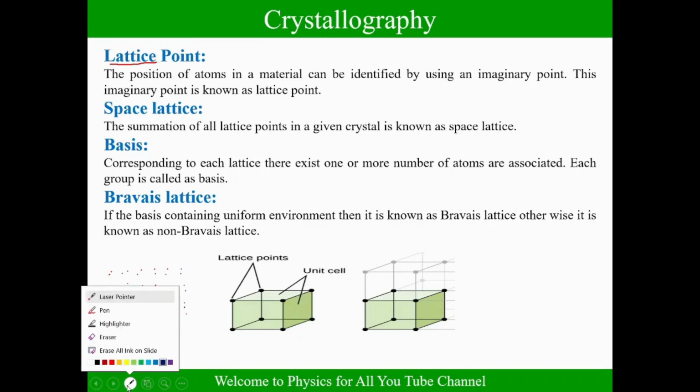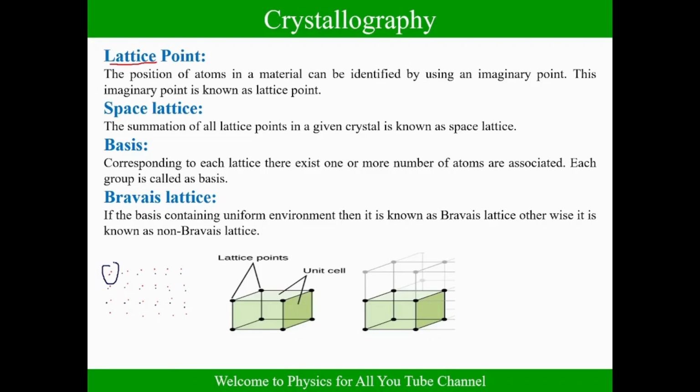Now we come to the definition of basis. You can observe this group. This group contains one atom related to one lattice point. Now you can take this group, or you can take this group. This group also contains one atom associated with one lattice point. These individual groups are known as bases.